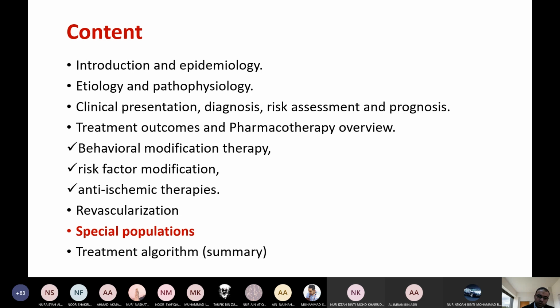Okay. Last point before we do the summary, inshallah.